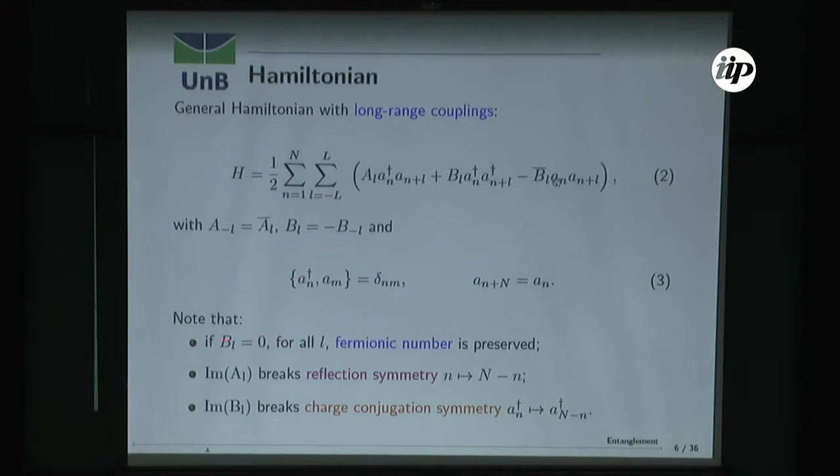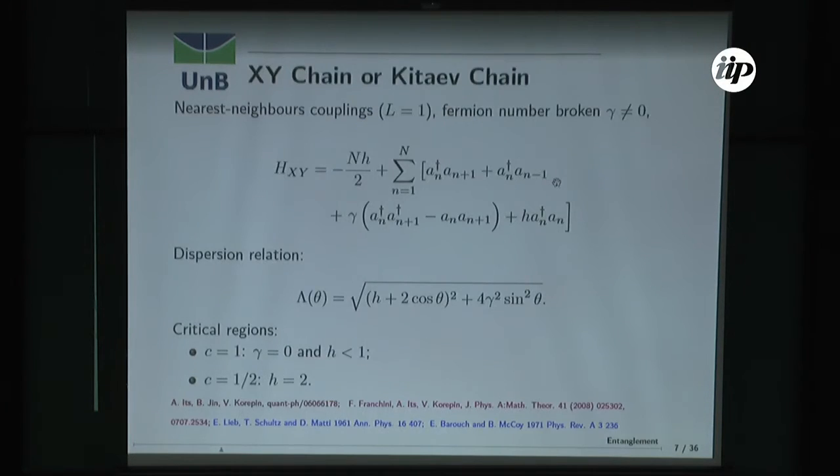Right, and then if this generalization of the superconductor terms is equal to 0, then the fermion number is preserved. This is what I'm talking about, symmetry breaking. So the imaginary part of my hopping terms breaks reflection symmetry, or parity symmetry, if you like, and the imaginary part of B breaks conjugation symmetry, charge conjugation symmetry. So this is the most general thing, and the complex part is our construction. Now I'll give lots of examples.